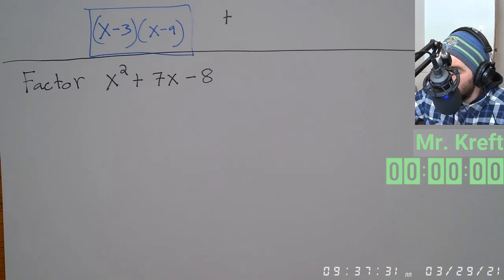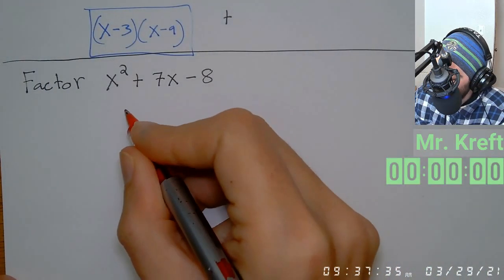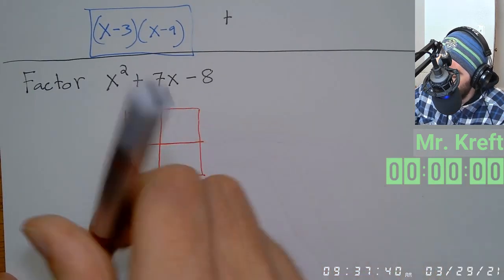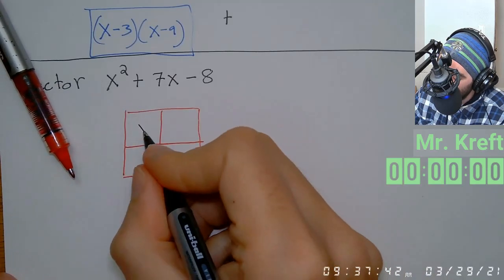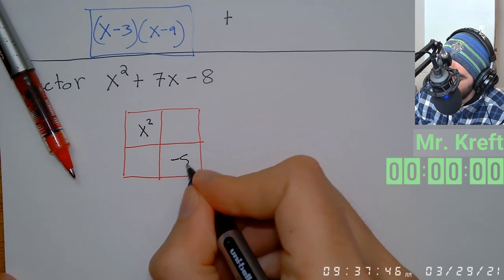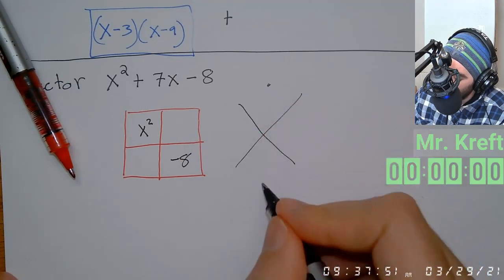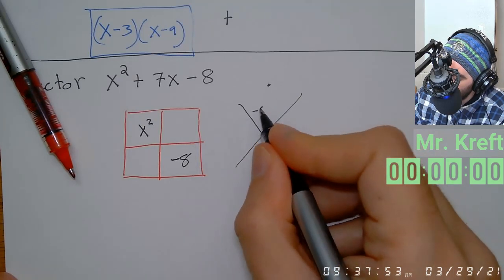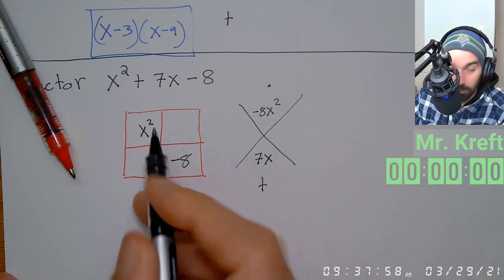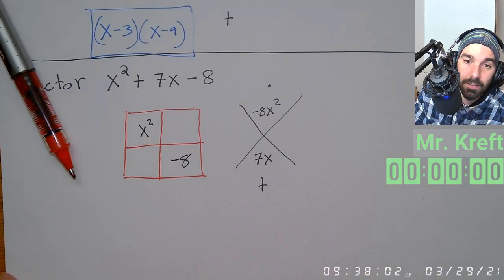All right, guys. Let's go ahead and go over this. I'm going to put the x squared up here, and then my constant term down here. It's a -8. So when I go over to here, I have my multiplication and my addition. So this is -8x squared, and I have 7x. That's my sum, my linear term, my middle term down there.